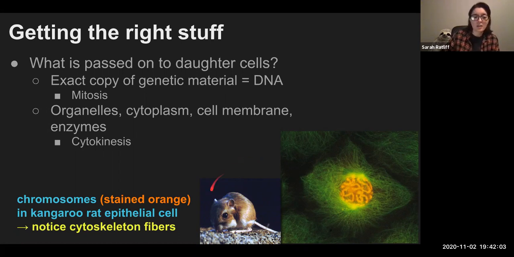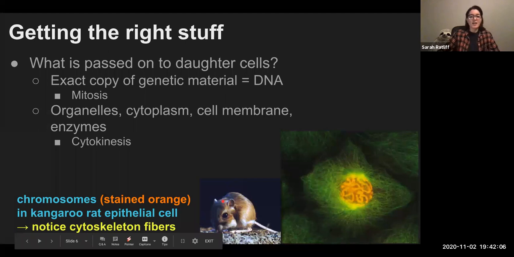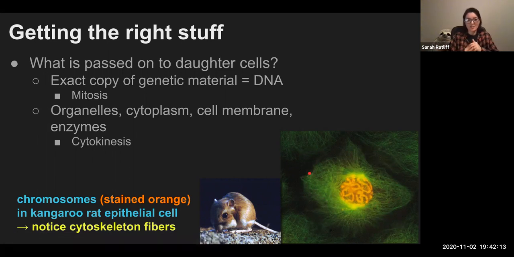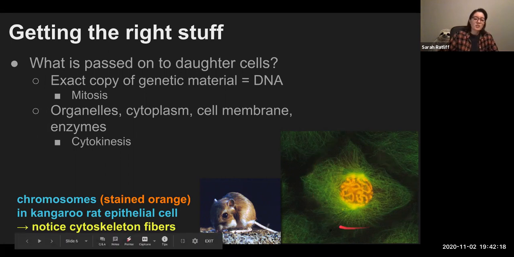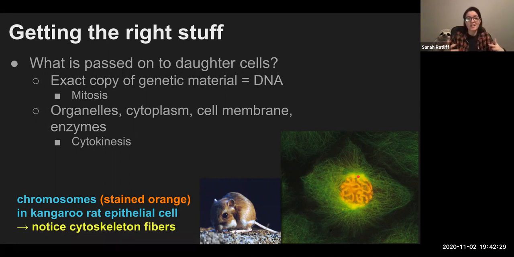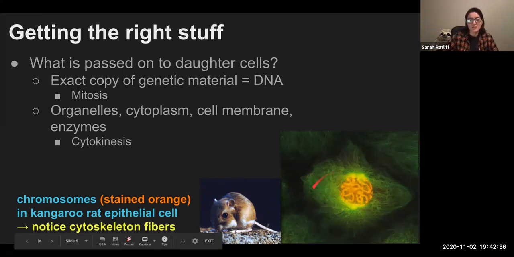Here, we have a little kangaroo rat, and this is an image with some fluorescent dye of an epithelial cell of this kangaroo rat. So this weird squarish thing, that is the cell. Notice this orange stuff, that is the chromosomes. Those are the DNA, that's the genetic material. And these other wispy things, those are cytoskeleton fibers. We're gonna talk about what that means in a minute.